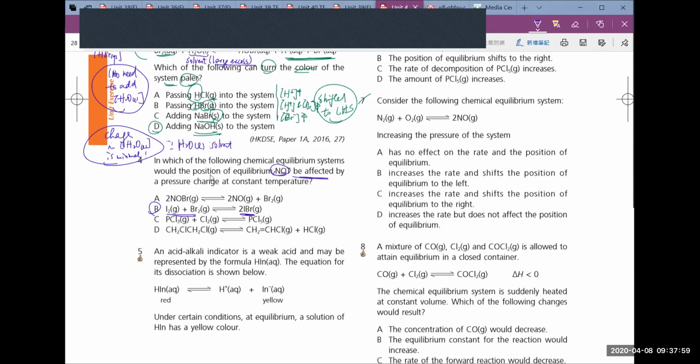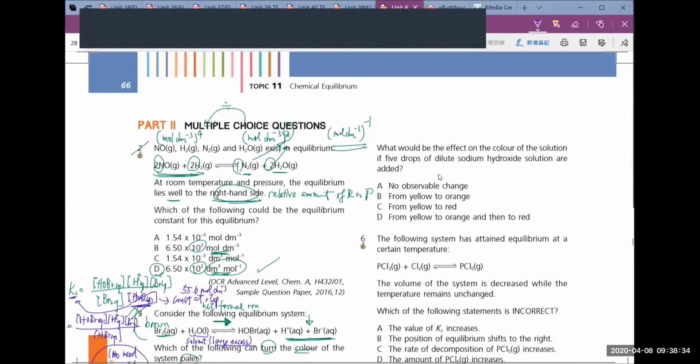How about question 5? The acid-base indicator is a weak acid that can be represented by the formula HIn. In means the indicator part, so it's not a real formula. The equation for the dissociation is indeed ionization, shown below. Under certain conditions, at equilibrium, the solution of HIn is yellow. Yellow, red here. So what would be the effect on the color of the solution if 5 drops of NaOH are added? 5 drops.